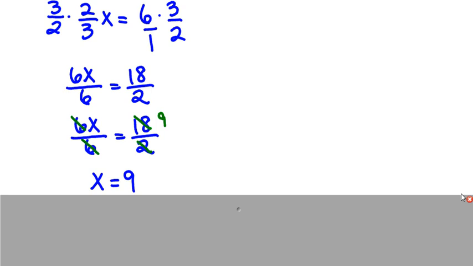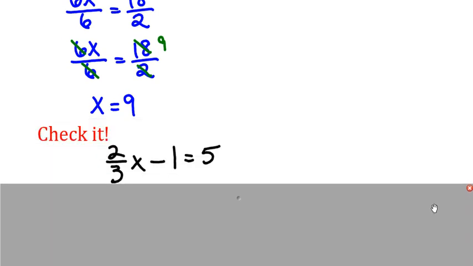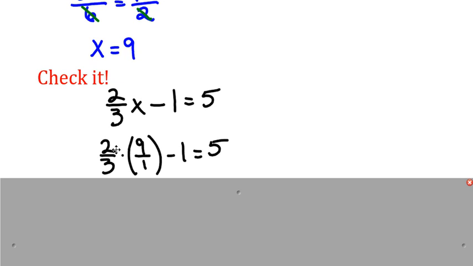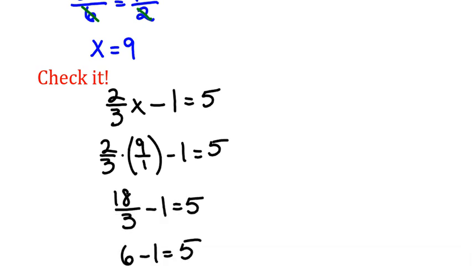Regardless of the method that you choose, we still have to verify that 9 is the correct solution for our equation. Is that the right value of x to make it true? Let's check. If we substitute that in, thinking about multiplying fractions, we multiply across. We'll have 18 over 3. We know 18 divided by 3 is 6. 6 minus 1 is 5. So we have the correct value for x to make that equation true.